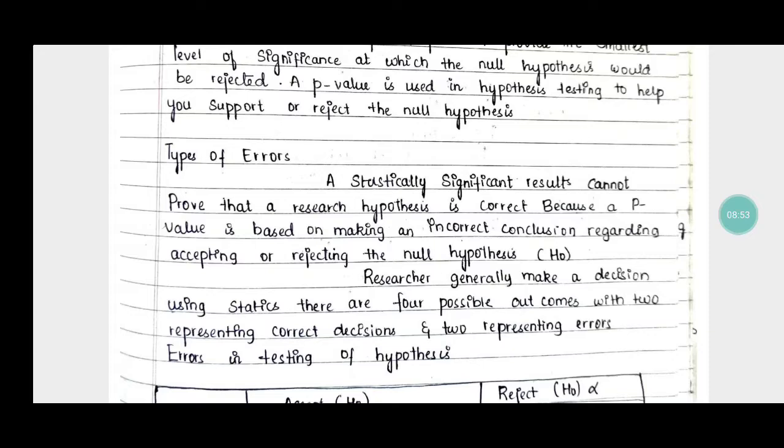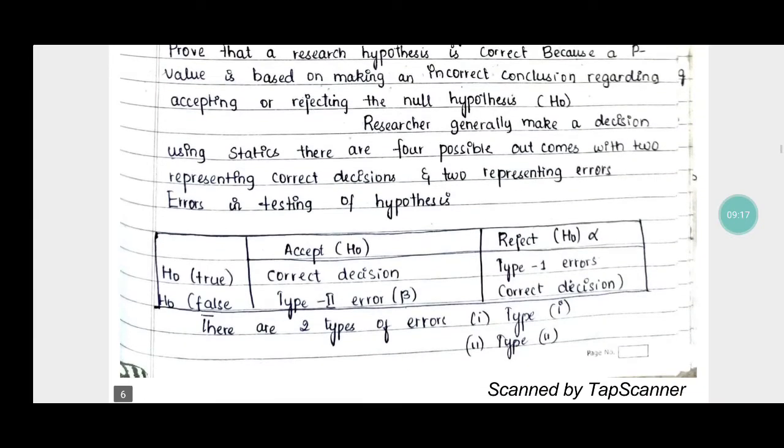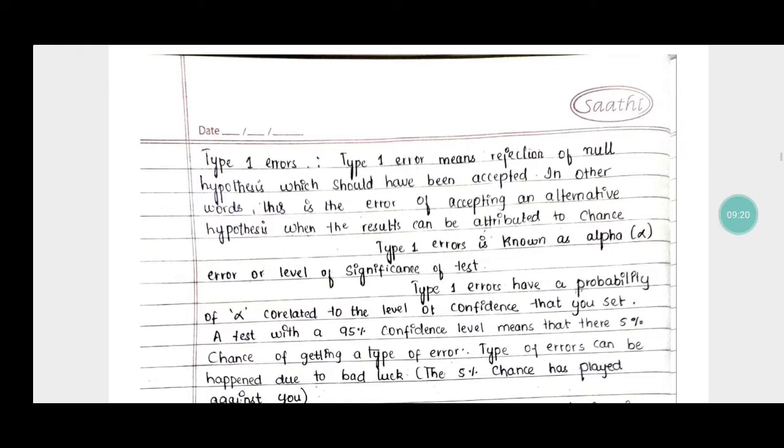Then the types of errors. There are two types of errors, type 1 and type 2. Statistically significant results cannot prove that the researcher's hypothesis is correct, because a p-value is based on the possibility of making an incorrect conclusion regarding rejecting or accepting the null hypothesis. So the two types of errors: number one, type 1 error, which means the rejection of a null hypothesis which should be accepted.